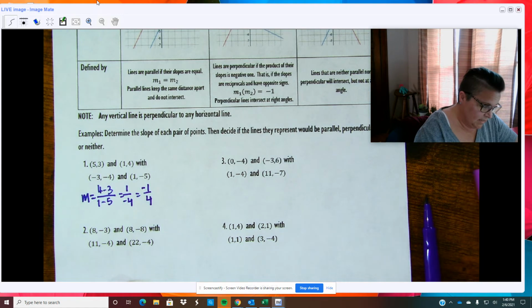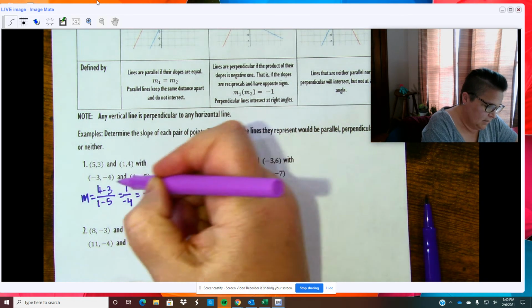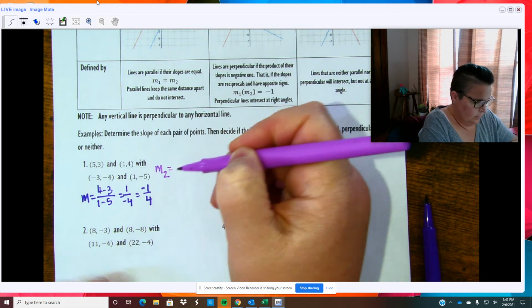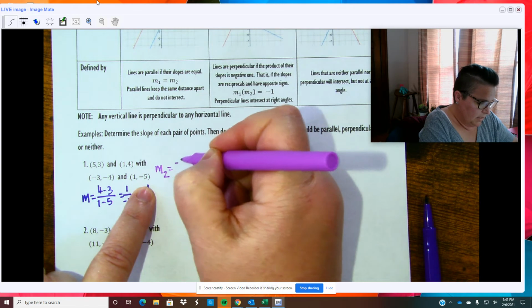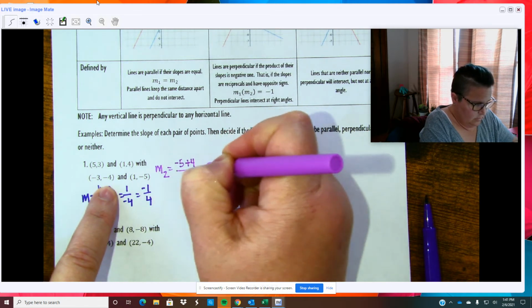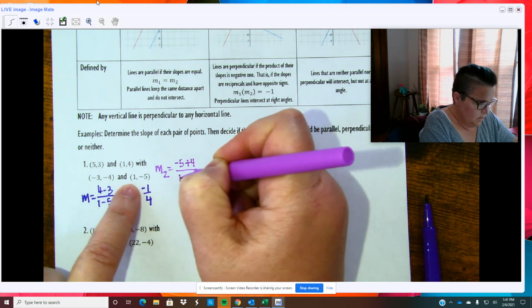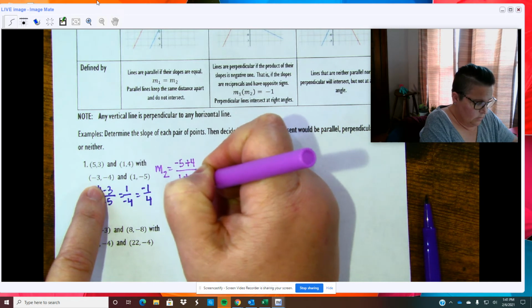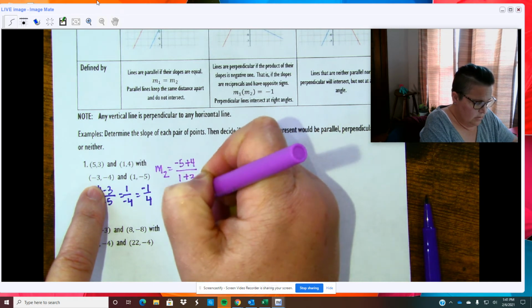If we do the second slope, or M2 if you would like, M2 would be a negative 5 minus a minus 4 over 1 minus a minus 3. That's going to be a negative 1 over 4.